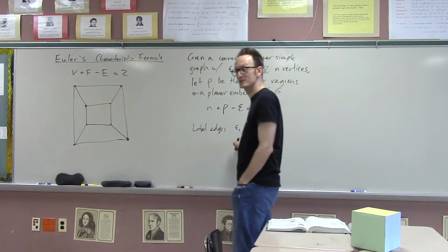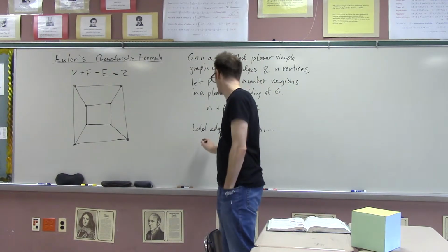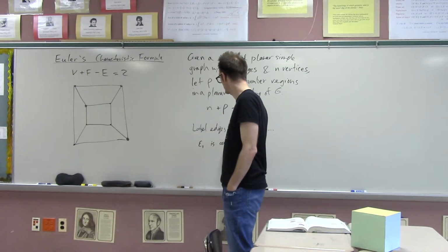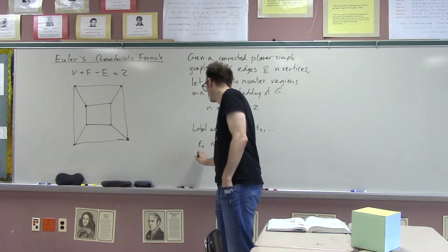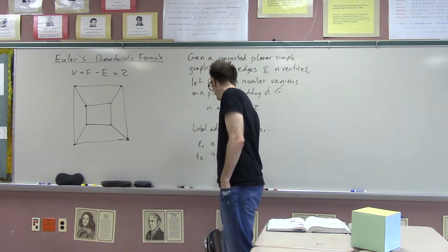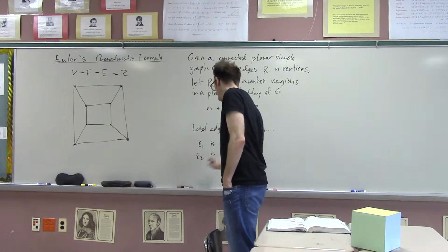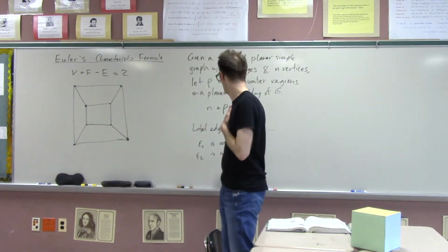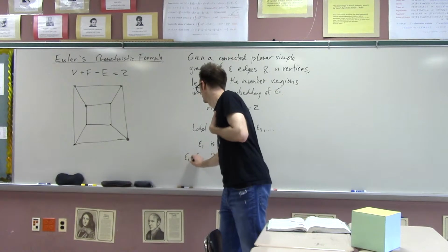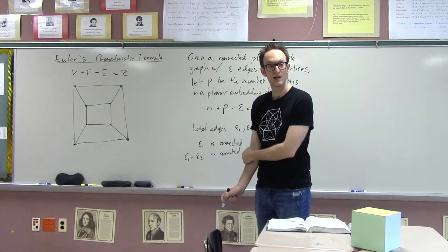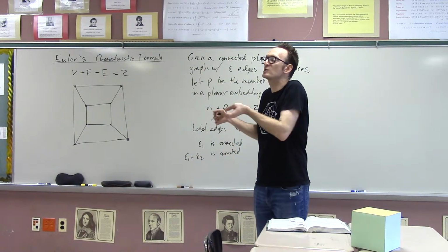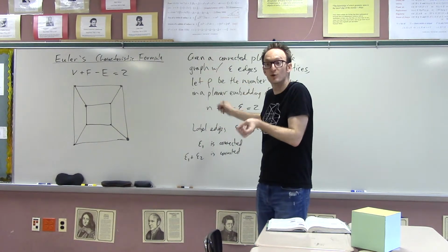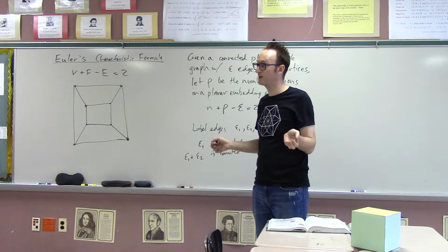So in other words, the subgraph with just edge 1 is connected. The subgraph with edge 1 and edge 2 is connected. The subgraph with just, etc., etc., etc. In other words, label the edges in such a way that as the edges are added one by one, the graph is connected.